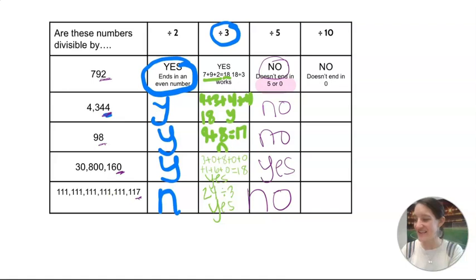And finally, 10. We'll know if it's divisible by 10 if it ends in a 0. That does not end in 0, nor does that, nor does that. That one does, though. So we have a no, no, a yes, and that also does not end in a 0. So that will not be divisible by 10.